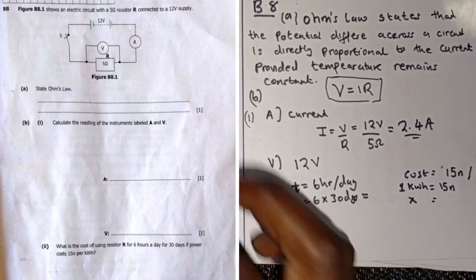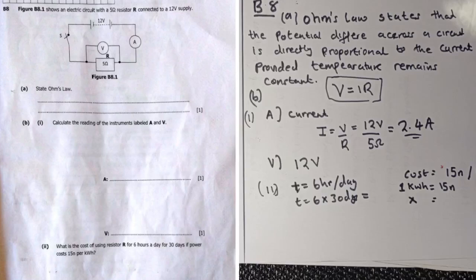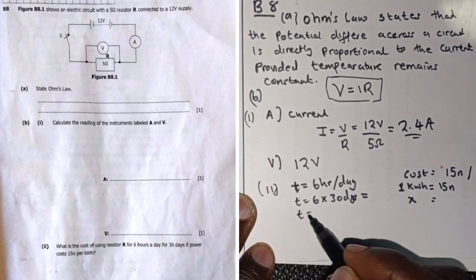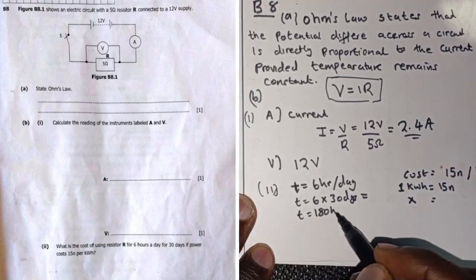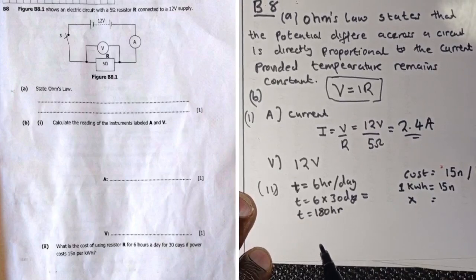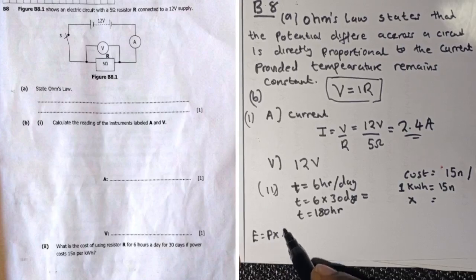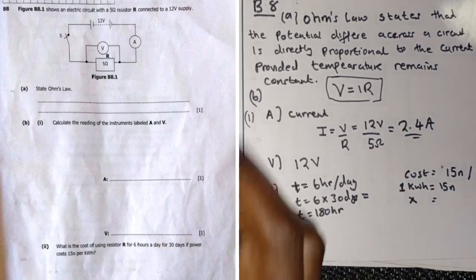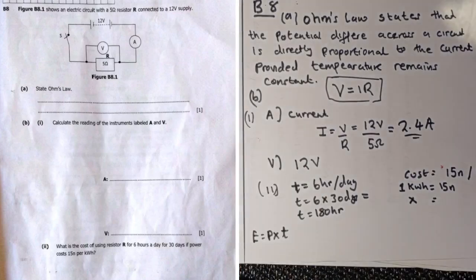So first let's find the time, so we have 30 times 6, so 180, so the total time is actually 180 hours, okay? 180 hours. So energy is equal to power times what? Time, okay? That's how we do this one. Energy is equal to power times time. So we need to calculate the power in this question, okay?